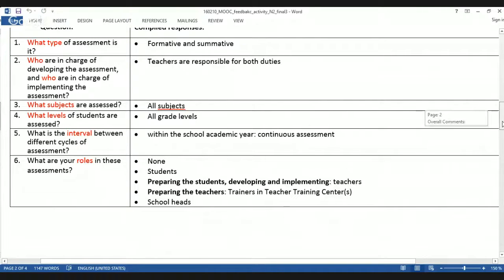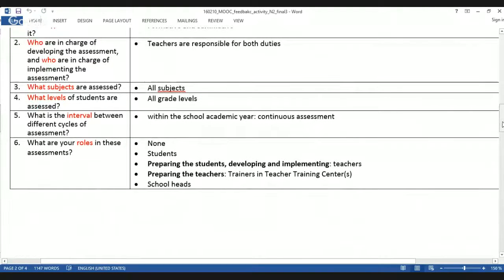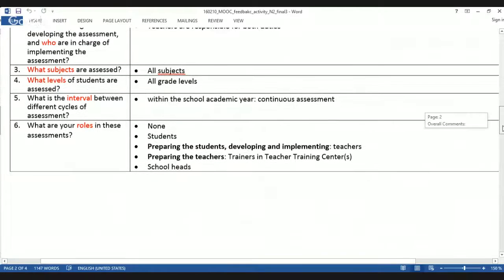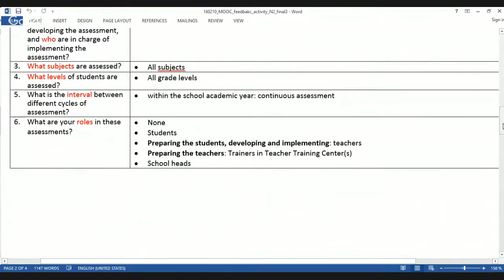Frequency, this is the 5th question. This is done during the school academic year at frequent times and continuously. So as I said, there was a last question about your roles in this assessment, and around half of the participants say they don't have any role.